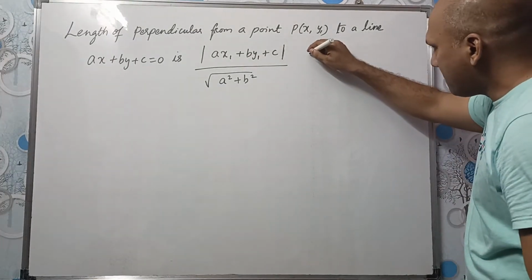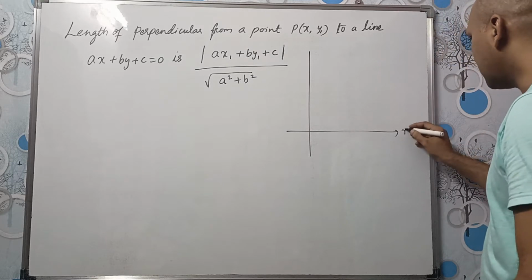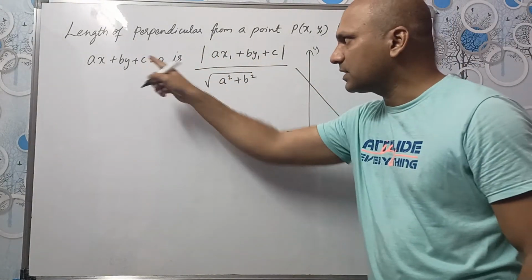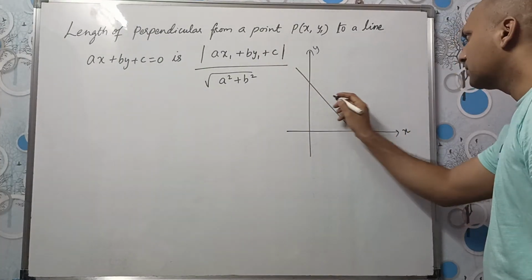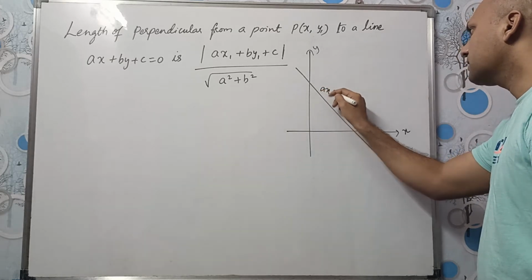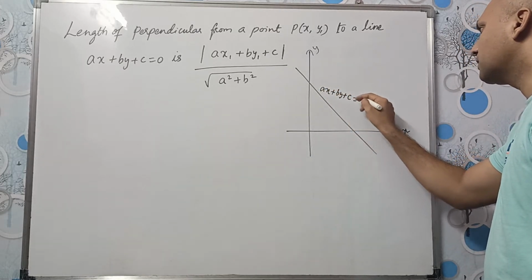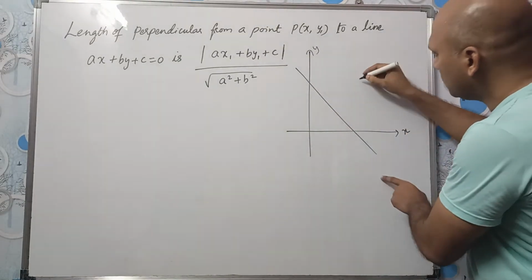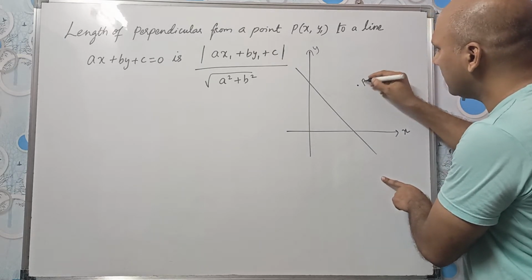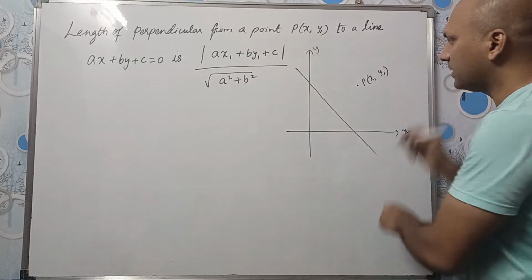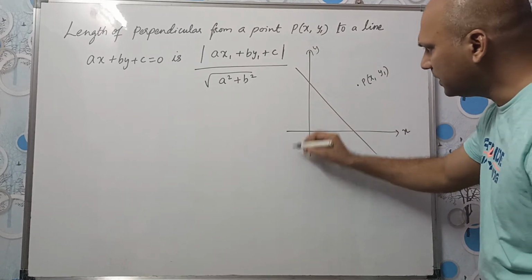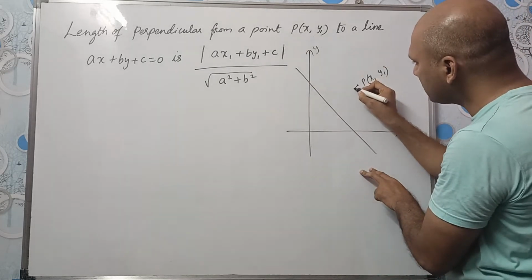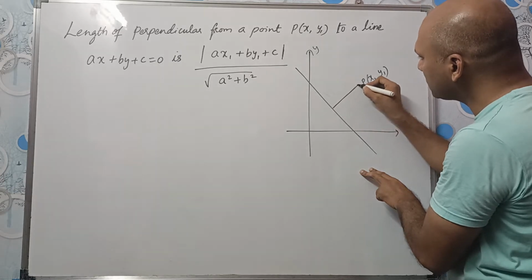Let us say we have the x-axis and y-axis, and let us say this is the equation of this line: ax plus by plus c is equal to 0. Let us say we have a point P here, and it is (x1, y1). The point can be anywhere, it can be here, it can be here, anywhere. We took the point here. Now we will find this distance. This will be the perpendicular distance, right?